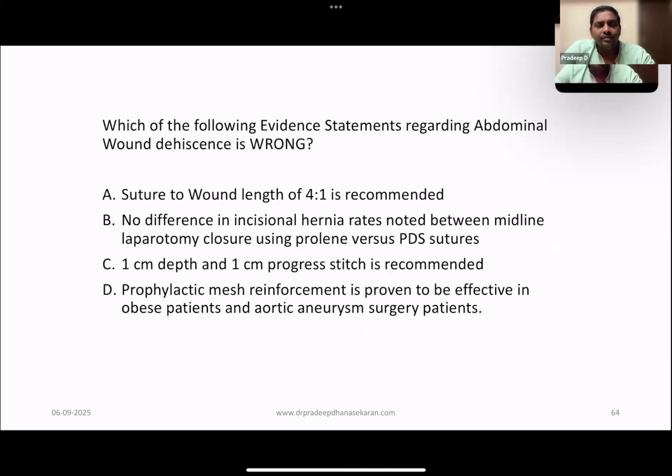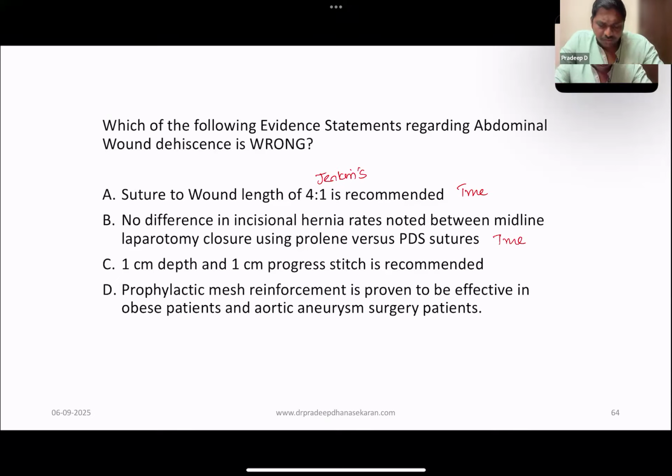Which of the following evidence statements regarding abdominal wound dehiscence is wrong? Suture to wound length of 4:1 is recommended. That is a true statement that is given by Jenkins rule. No difference in incisional hernia was noted between midline laparotomy closure using Prolene versus PDS. That is true. That is why we are using PDS sutures now.